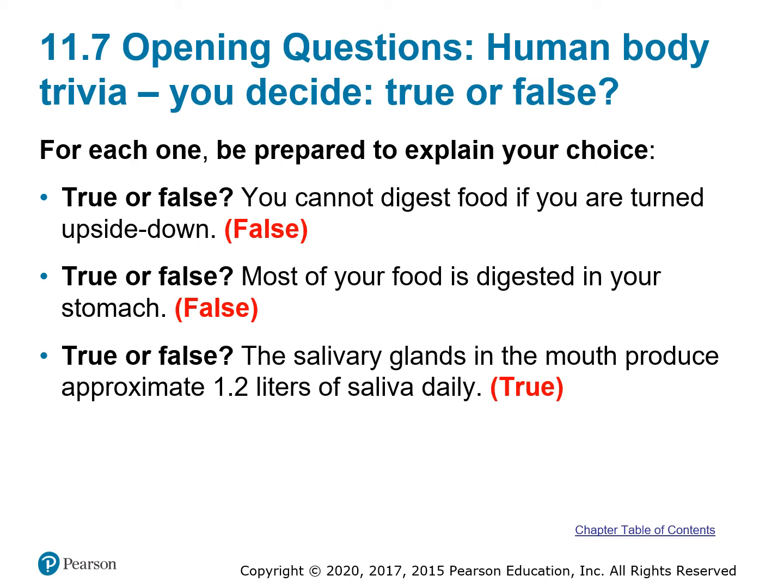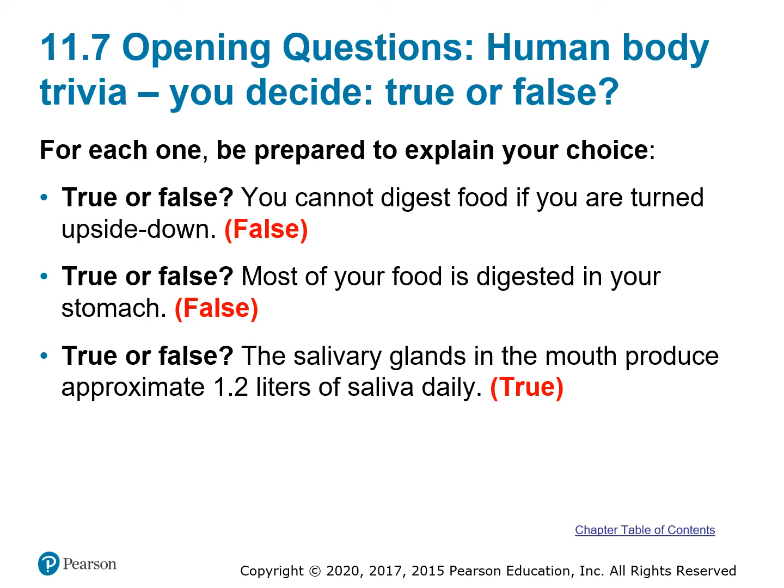Well, the first 2 are false. Because of peristalsis, you can actually digest food even if you're turned upside down. And most of the food is digested in your small intestine, not your stomach. It begins in the stomach, but it finishes up in the small intestine.